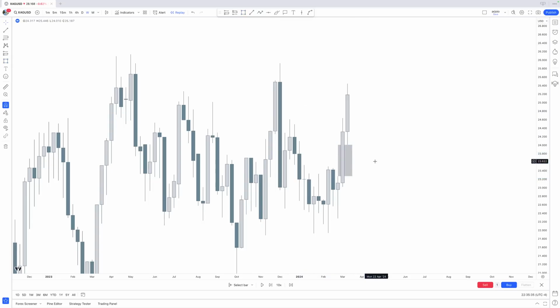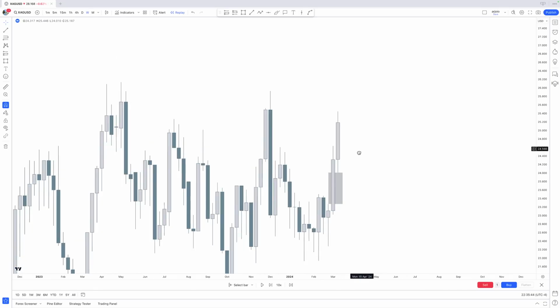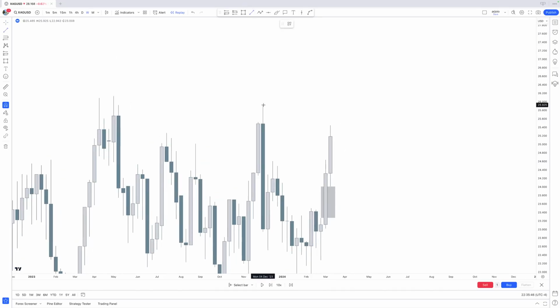Now, first thing I want to do is see, okay, if we are moving aggressively higher, what are we moving aggressively higher towards? Well, we have a swing high that is sitting right there. And just above that, we have this swing high as well. So that line on my chart is where I'm expecting price to head towards next.